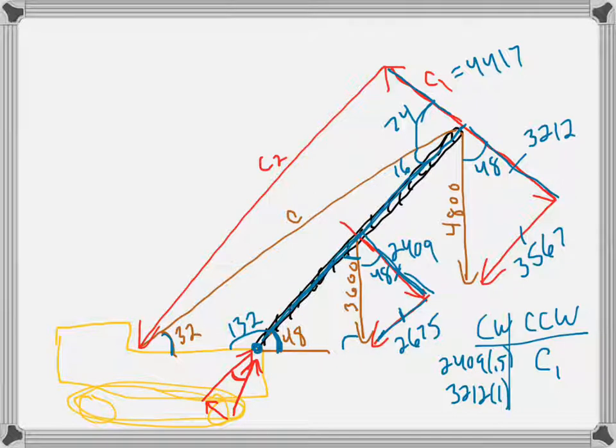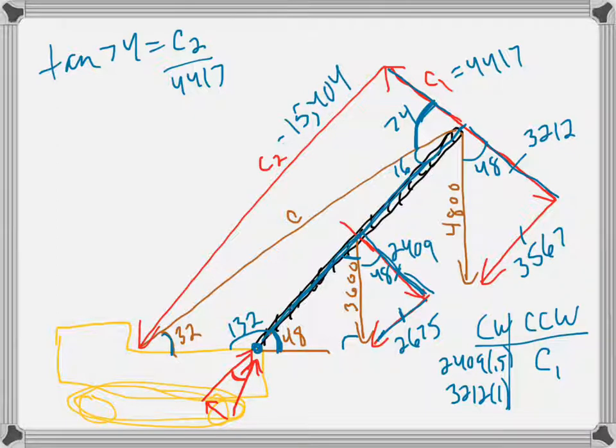Once I have that, I could use this angle here, 74, and 4417, to figure out C2, because tangent of 74 should equal C2 over 4417. And C2 then ended up being 15,404. Now I can use C2 and C1 and use the Pythagorean Theorem and figure out the force in the chain, which is half the problem that I need to get done. So that would be 16,025 would be the force in the chain. So that's one of your important ones.